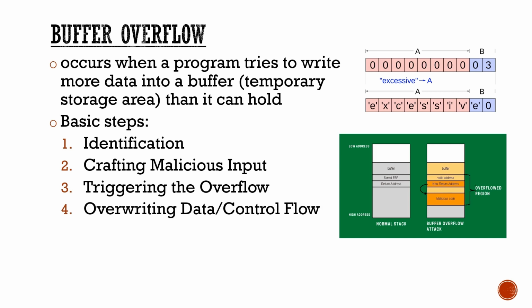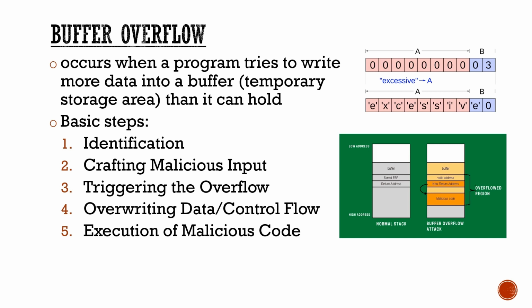Then, overwriting data or control flow. The excess data overwrites the adjacent memory, which can include critical data structures, function return addresses, or even the instruction pointer. So by modifying the program's memory layout, the attacker gains control over the program's execution flow.